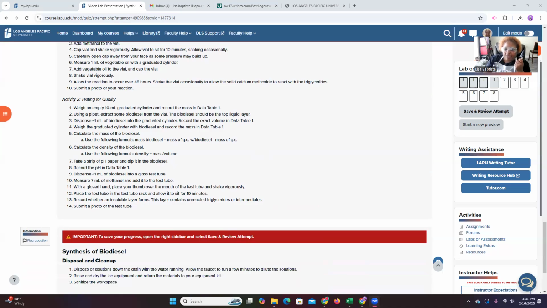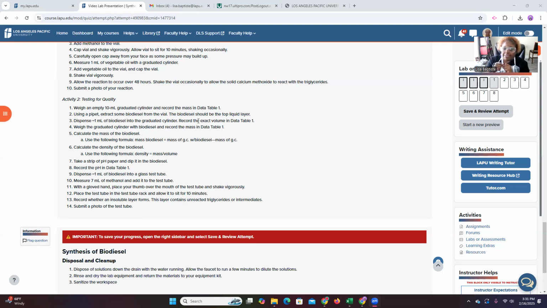You want to weigh an empty 10 milliliter graduated cylinder. So your graduated cylinder within this 48-hour period will have dried. So you want to rinse this out really well. Just let it air dry. Okay, don't try to stuff a paper towel in there. That's not going to be a good thing. So just let it air dry. It should air dry within those 48 hours perfectly.